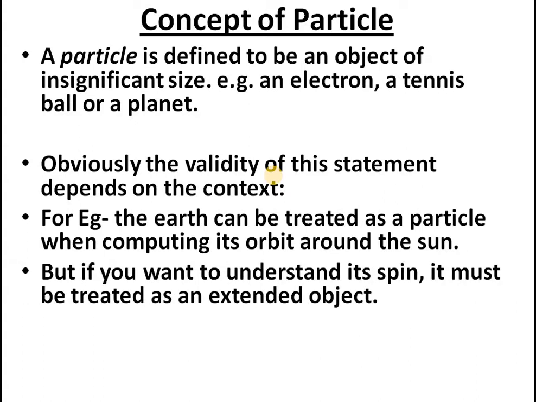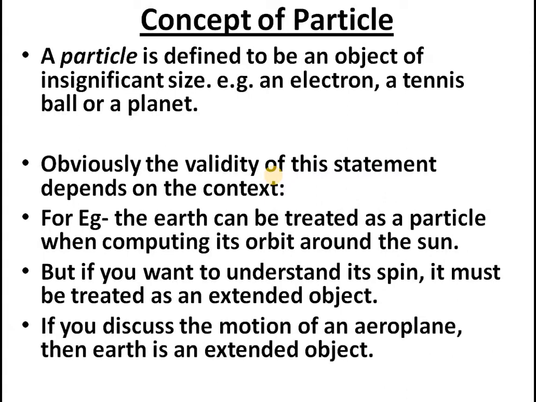And now you see, Earth can be even considered as a big object, an extended object, when you talk about the spin of Earth. Okay, the axial motion of the Earth. Or when you discuss the motion of an aeroplane or a helicopter or a train, you can count Earth as an extended object. In that case, we have to count Earth as a big object. In that case, we don't say that Earth is a particle. Okay, so that is the meaning of the title particle.